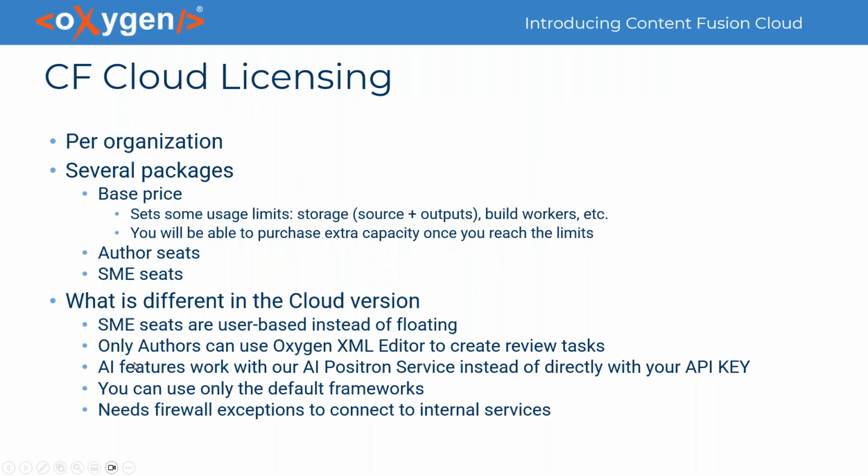The AI features in the enterprise version work with a custom API key, while in the cloud they work with the AI Positron service, which is also a separate service from Oxygen. Here in the cloud, you can only use the default frameworks, and if you want to connect Content Fusion Cloud to some internal services, you might need to add firewall exceptions, because they have to communicate.